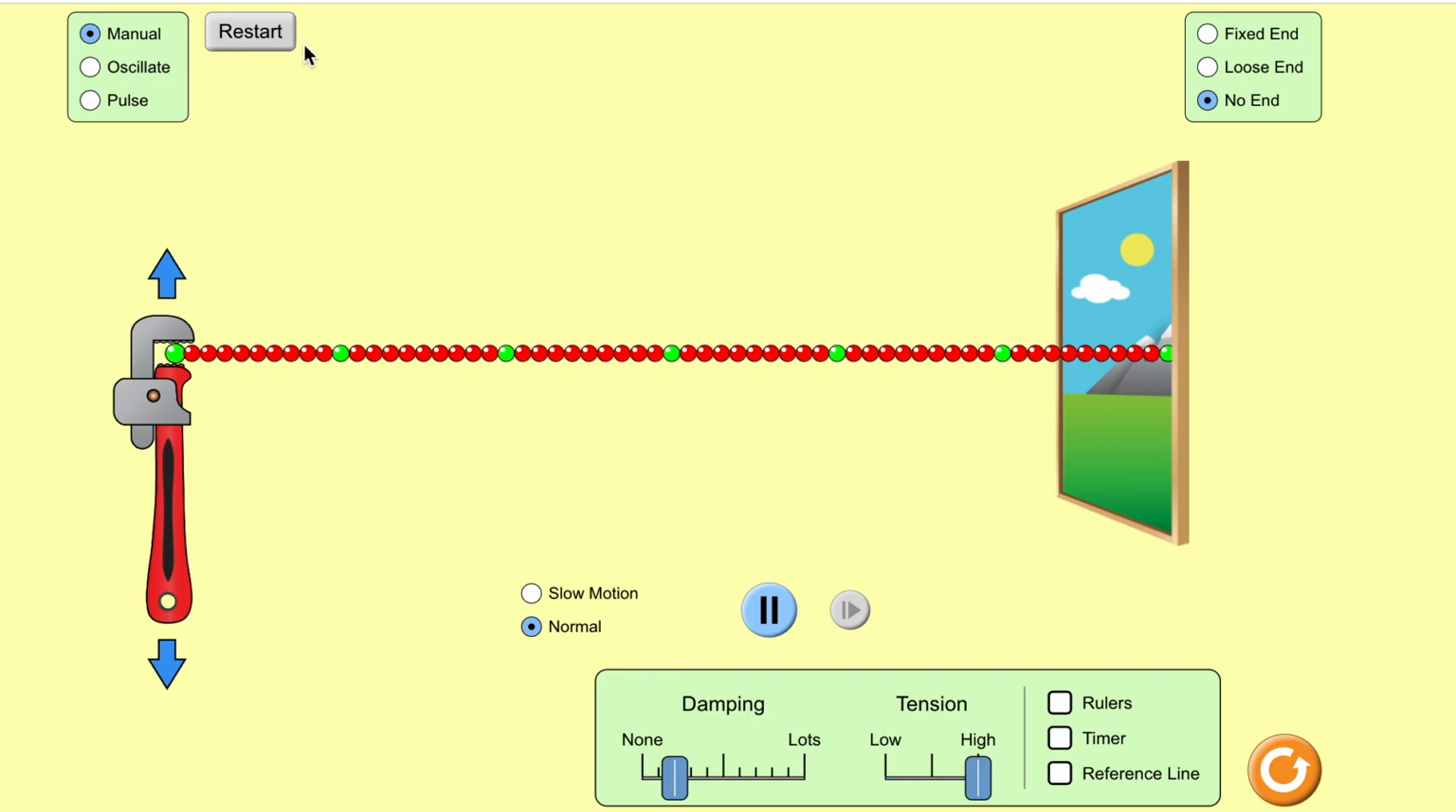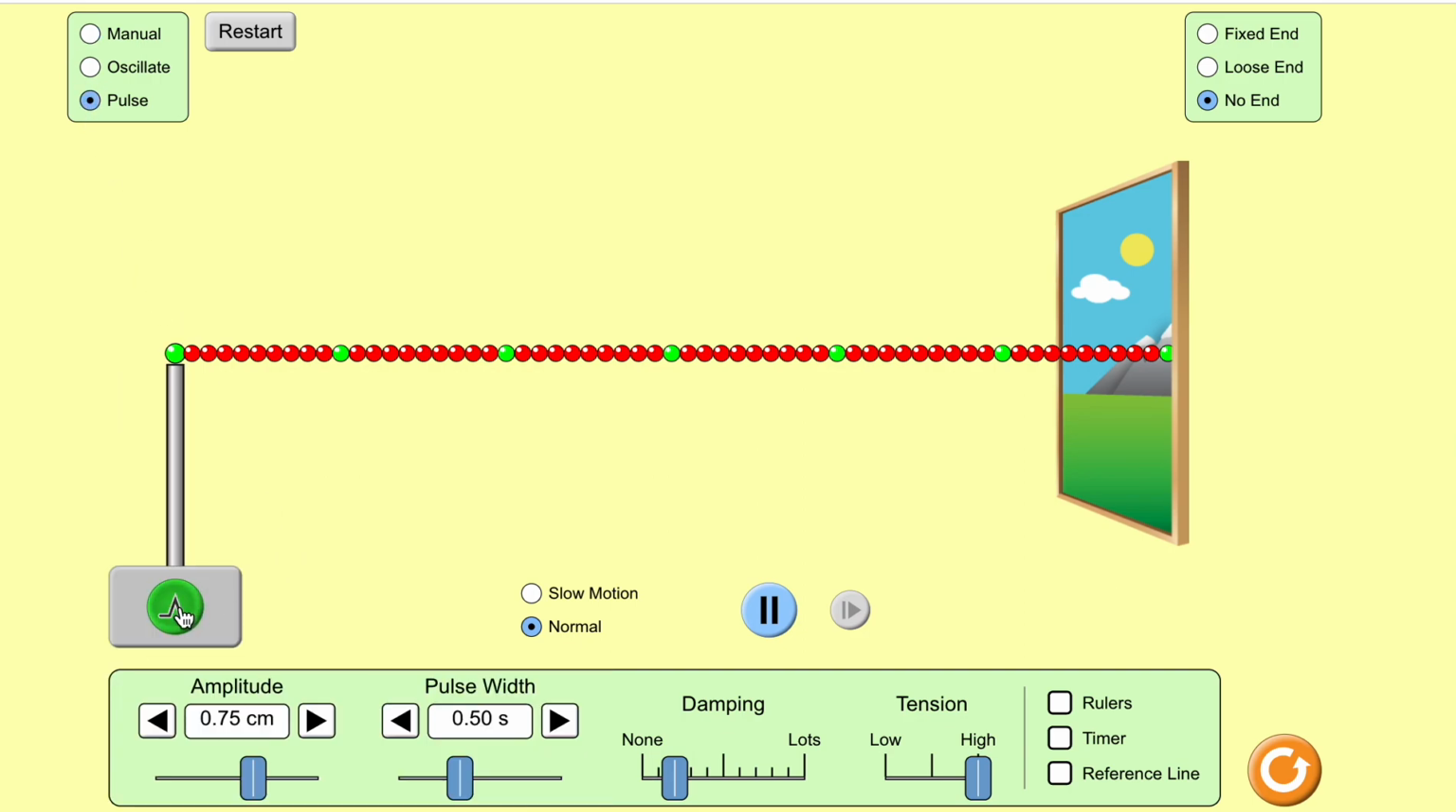But if I make a pulse here and send the wave, do you see how it's dying down because there's dampening? Well, we're going to do this. Why? Because we're going to start talking about light, and light, as long as it travels through the vacuum, really doesn't die down. But you can see, hey, it's moving along.